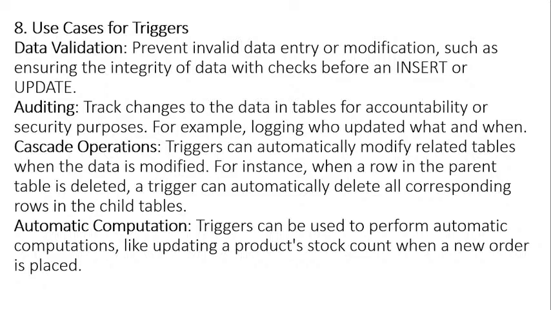So you can prevent invalid data entry or modification, such as ensuring the integrity of data with checks before an insert or update. Like if you collect a phone number, you can check whether the phone number is 11 digits. If it's not 11 digits, you don't save it. If you are collecting an account number, you check that it is 10 digits. If it's not, you don't save it, because there's something we call data quality, which I mentioned in the last class. You can collect data and it doesn't have quality, that means it's not usable. So you have to check that the integrity of that data is valid. So you can use triggers to do that.